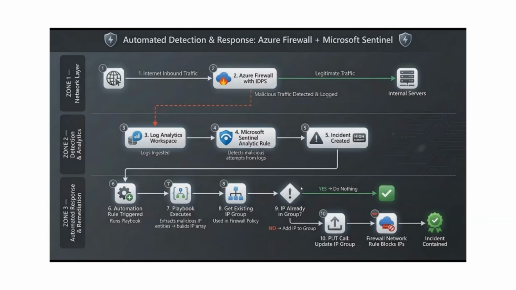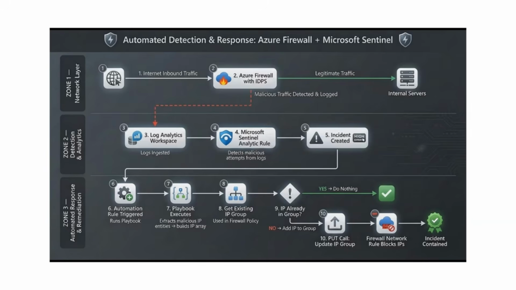But if those new IPs detected by this incident are not in the IP group, then we will update the IP group with these new malicious IPs. Those IPs will be added to the IP group, and that IP group is present in the network rules of the Azure Firewall. Therefore, any further traffic from those source IPs will be denied on the firewall, right at the network rule level, before they even go to the IDPS signature matches. Therefore, the incident is contained.